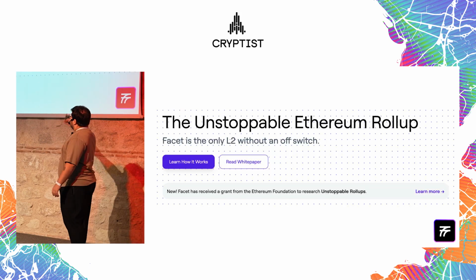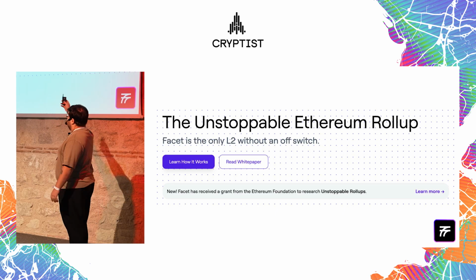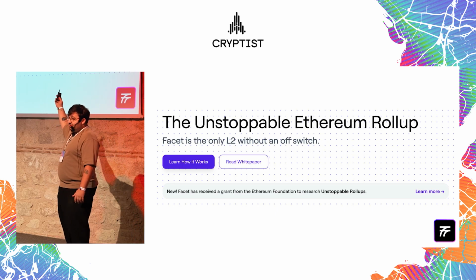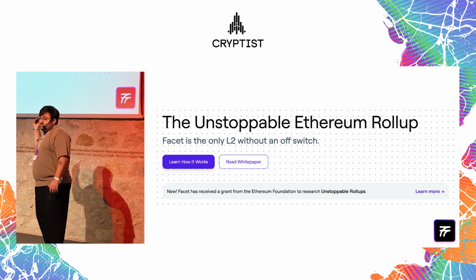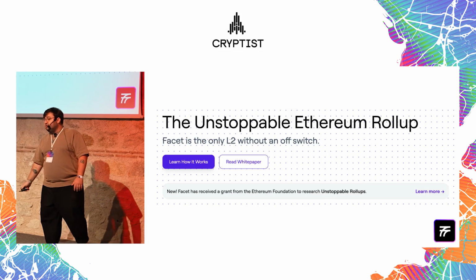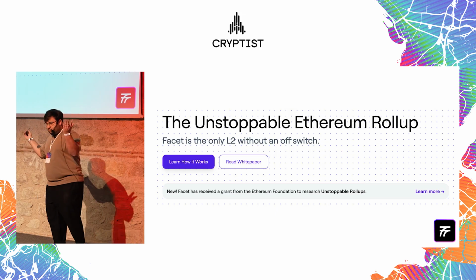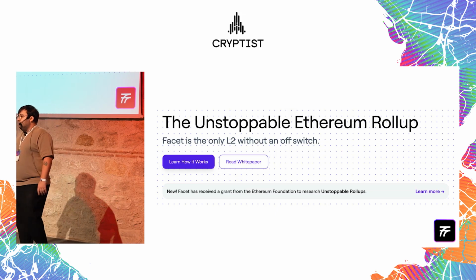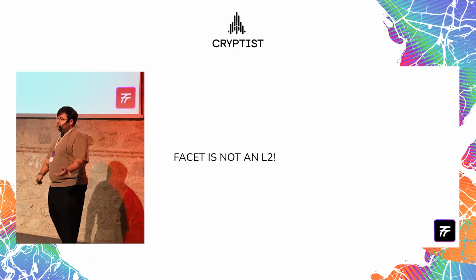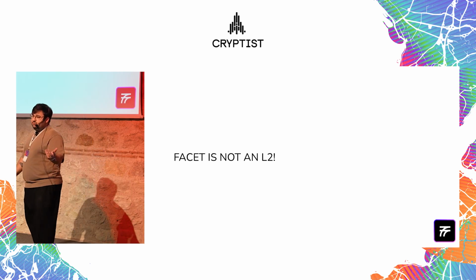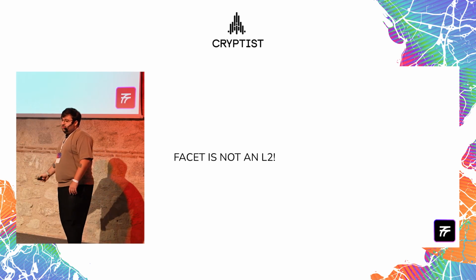So this is the reason why I'm giving this talk. This project triggered me, and I kind of had to give this talk. It's a project called Facet, and it claims to be the first unstoppable, whatever the hell that means, L2 rollup. Well, let's start with the most obvious. It's not an L2. They're lying to you. I don't know why they're doing it, but they're lying to you.